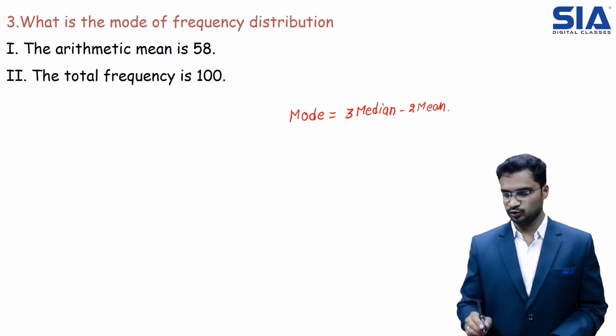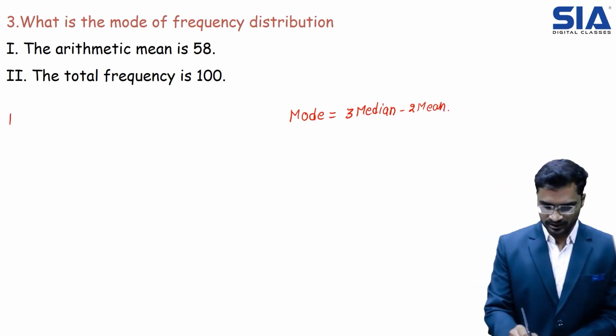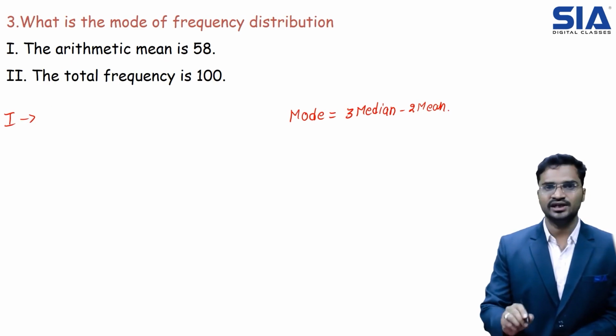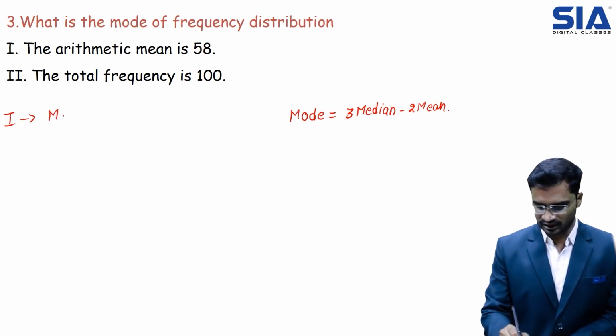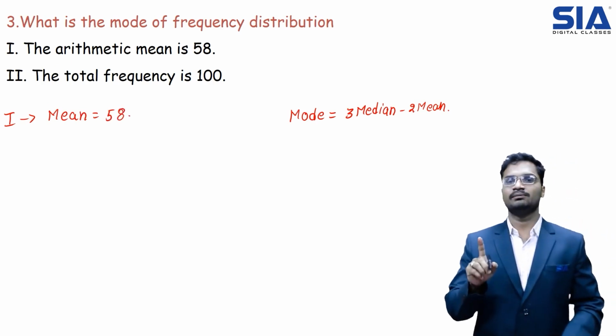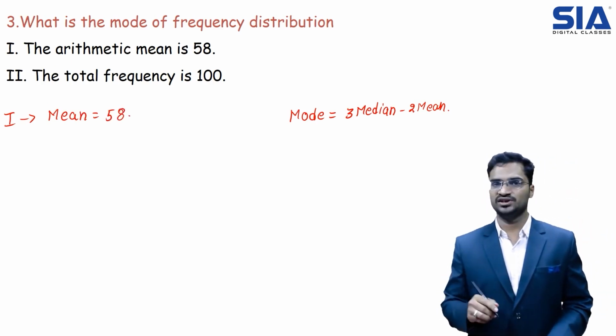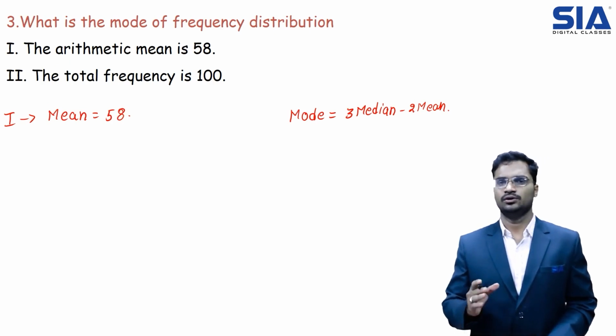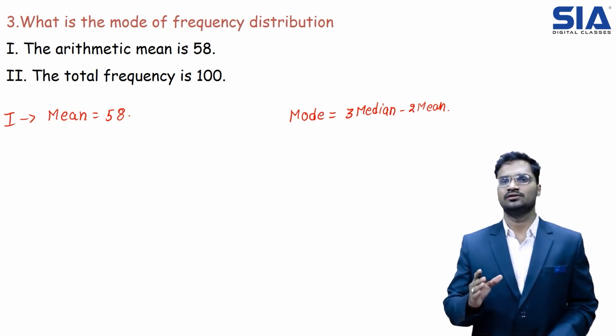So 3 median minus 2 mean is mode. Now in the first statement, he has given the mean of this particular observation. So mean is equal to 58. By using statement 1 alone, can we say the mode of this question? No, we cannot answer the following question.